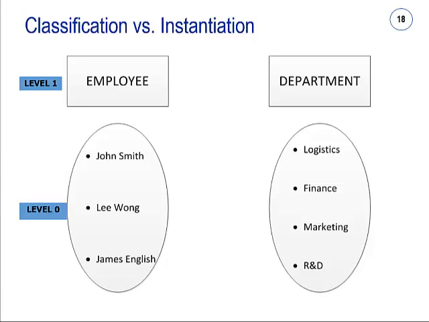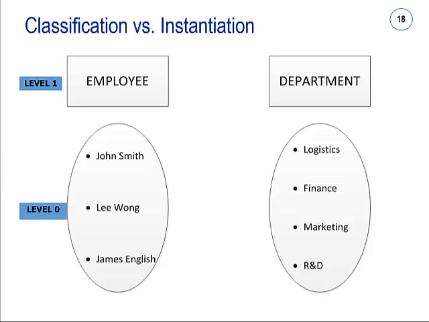The other way around is classification. John Smith, Lee Wong, and James English can be classified as employees. Logistics, finance, marketing, and R&D can be classified into departments. As I already said, when you do data modeling, you always focus on the level of the type. You look at the types, not at the individual occurrences.